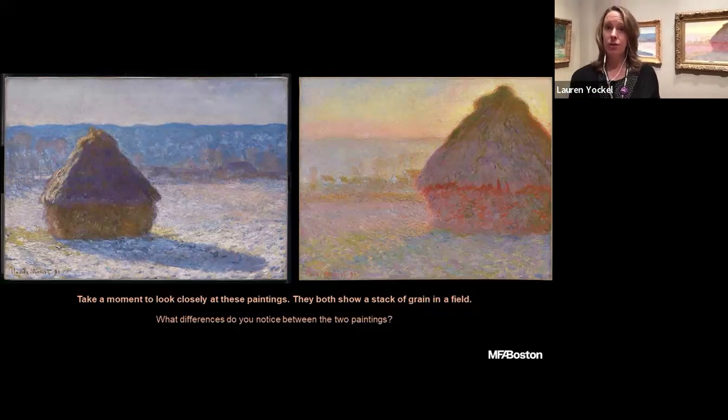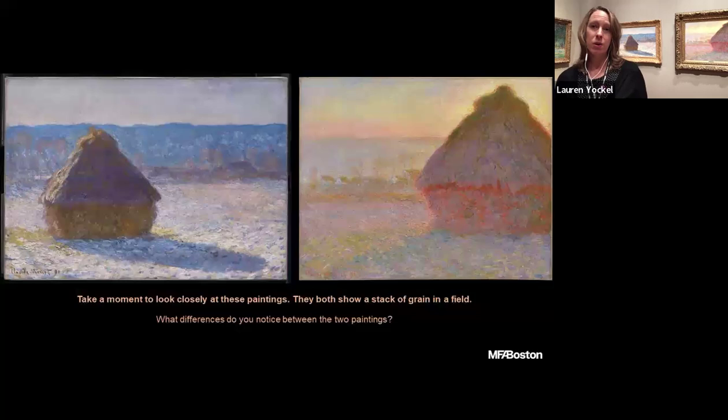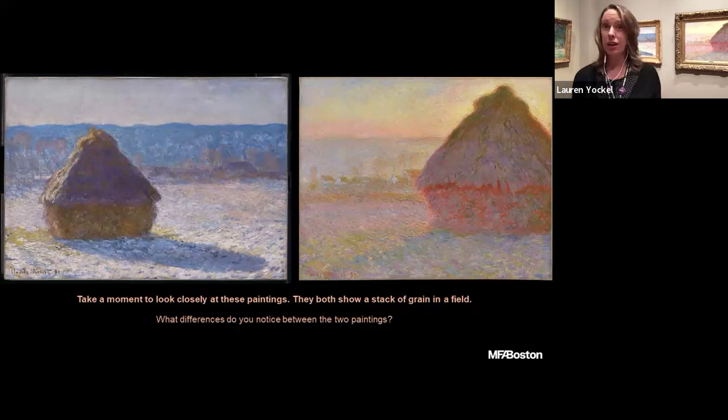So on the left, the stack of grain looks smaller, whereas in the painting on the right, the stack of grain looks bigger. We're also, somebody says we're looking from different angles. So maybe as viewers looking out to this stack of grain, we're coming at a different angle in each painting. Somebody also thinks these might be different times of day. Are there any particular clues you're noticing?